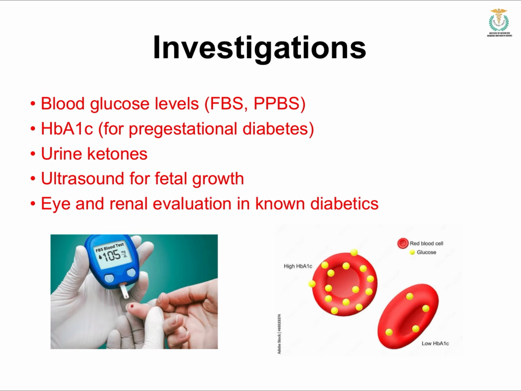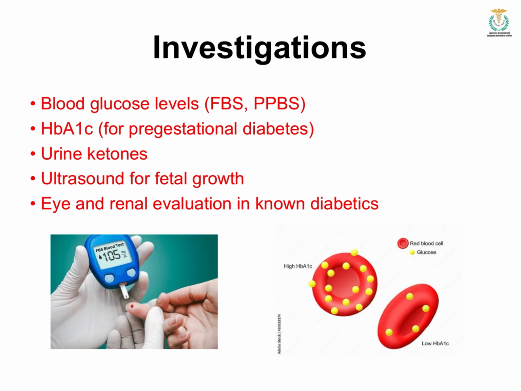Urine for ketones, and eye and renal evaluation if she has a history of diabetes. So these things have to be done for the mother. And for the fetus, you have to do an ultrasound for fetal growth, liquor and anomalies. We are focusing not only on the mother, but both the mother and the baby. So you have to do the investigations to check the health of the mother and also the fetus.